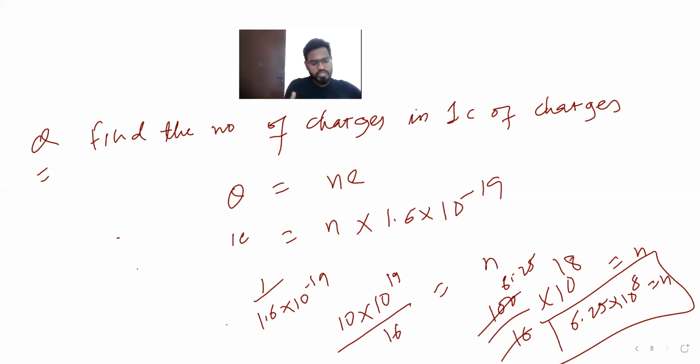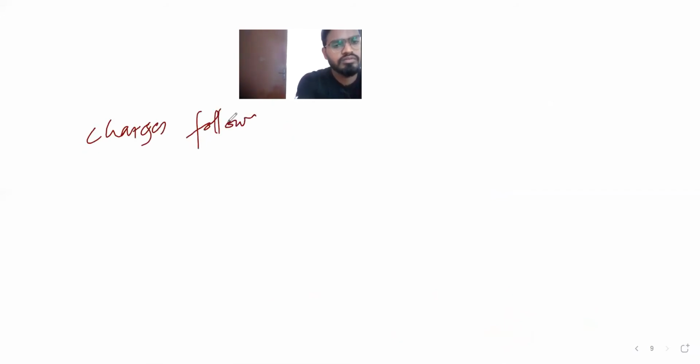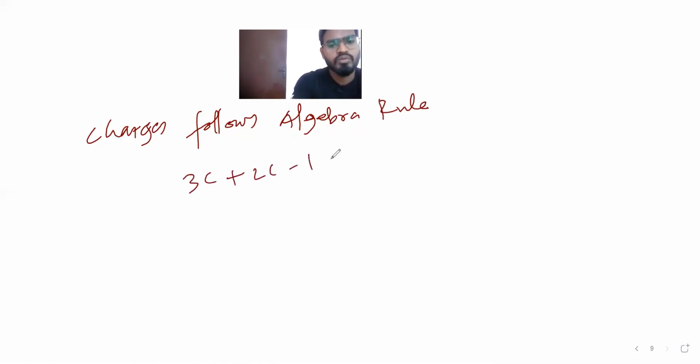So you understood quantization of charge and conservation of charge. Charge also follows the algebra rule. What is the meaning of that? 3 coulomb plus 2 coulomb minus 1 coulomb is going to be 4 coulomb. That is what it means for charge to follow the algebra rule.